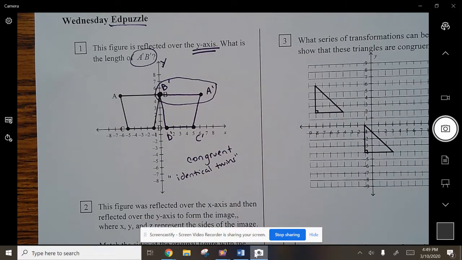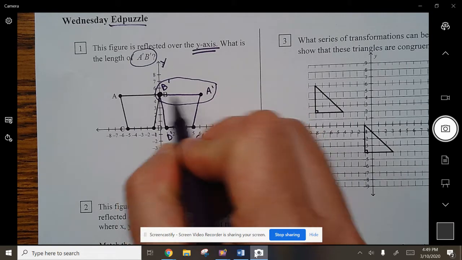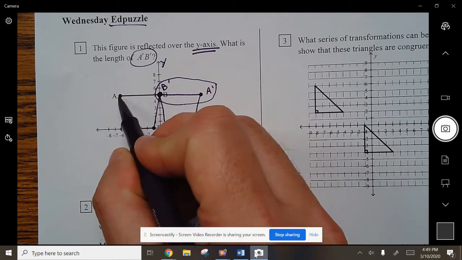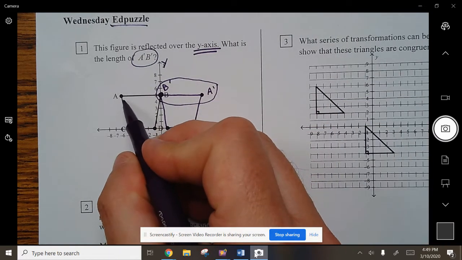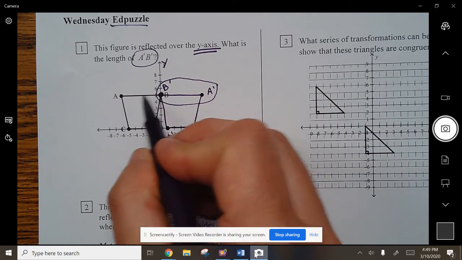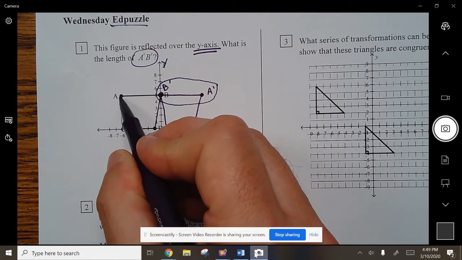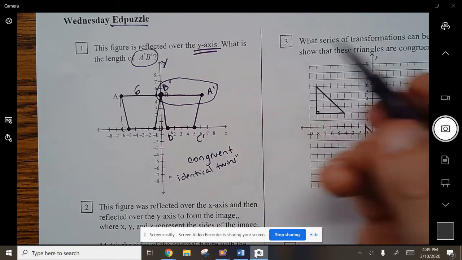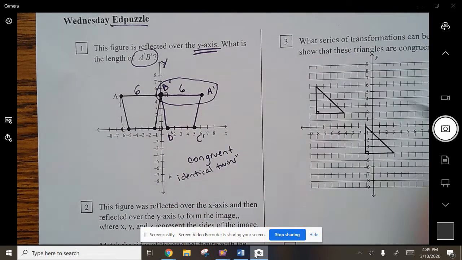So if A prime, B prime, we're wondering what the size of that is, what's the size of AB? We can look at it. It's going to be from 0 here all the way, well, it says -6, but we know that's going to be 6 units. So A prime, B prime is also going to be 6 units.